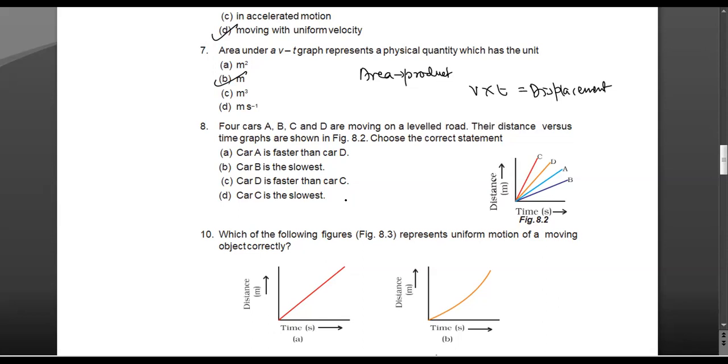The correct option is B. Car B is slowest. In a displacement or distance time graph, the lower the angle with the time axis, the slower is the car. So B is slowest because it has the lowest angle with the time axis. Then A, then D, and the fastest is C. Okay, got it? Got it, Hamna? Let's move towards the next question.